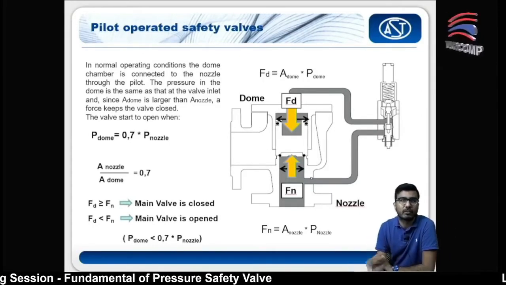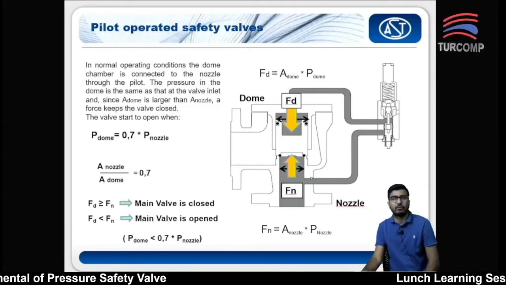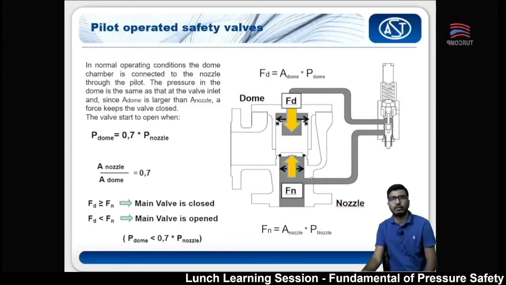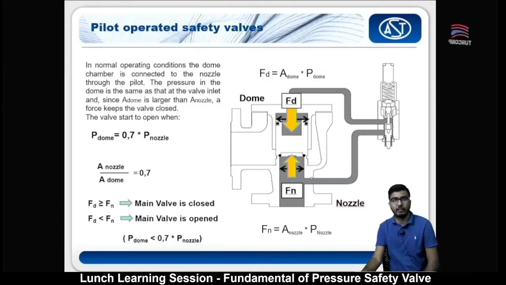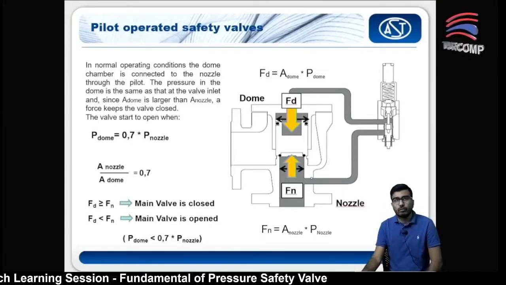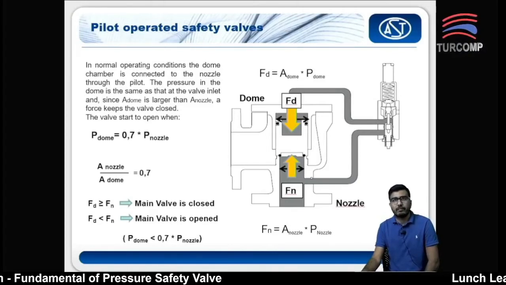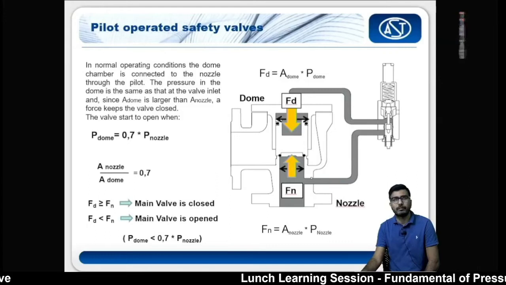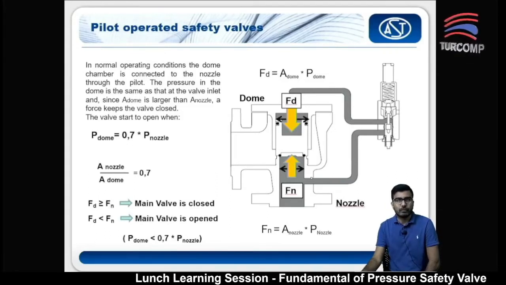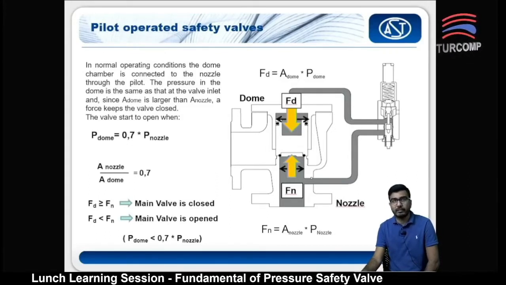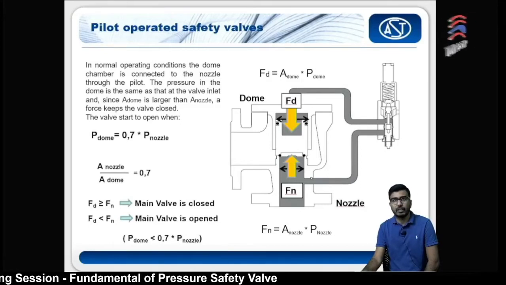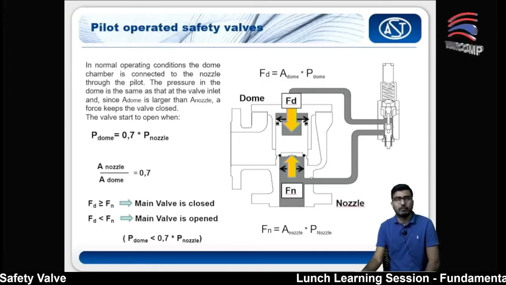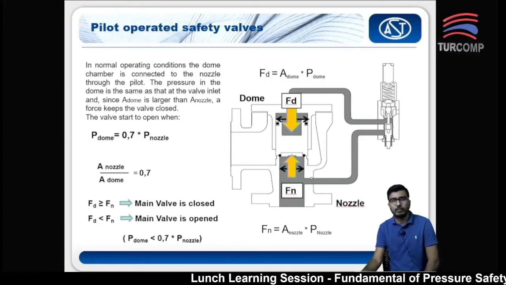In normal operating condition, the dome chamber is connected to the nozzle. Like I said earlier, this is your dome chamber, connected to your nozzle via the nozzle to your pilot. So the pressure in the dome is the same as in the valve, the same as the valve inlet. Since the area of the dome is larger than the area of this nozzle, there is a force that keeps the valve closed, until the valve starts to open.